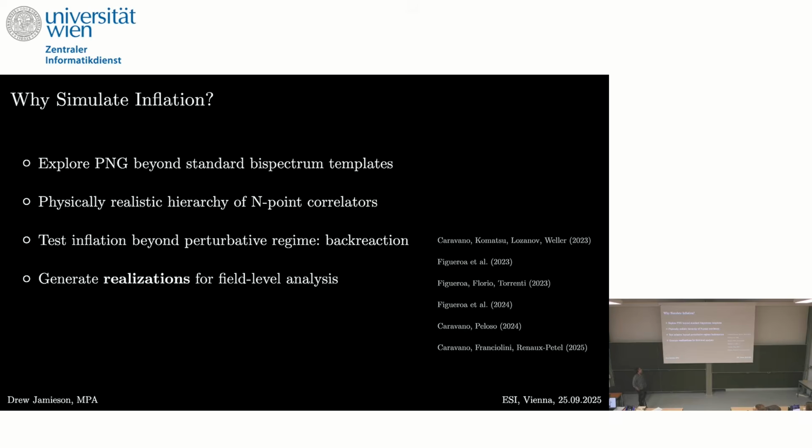Well, there's a few reasons. One is if you want to study primordial non-Gaussianity beyond, say, standard bispectrum templates, if you have some form of the bispectrum that we can't efficiently generate realizations of, maybe the best way to do it is just to simulate the physics that generates that bispectrum. Or if you want a physically realistic and non-trivial hierarchy of n-point correlation functions, we don't really have a standard method for generating a field that has those statistics embedded in it. But we can simulate the physics that would do that.